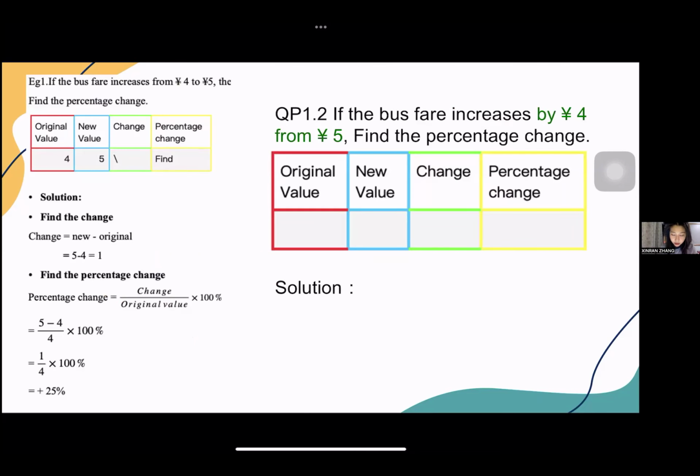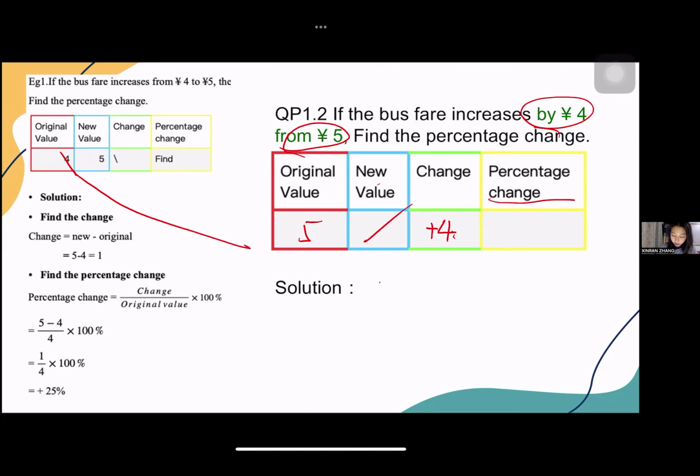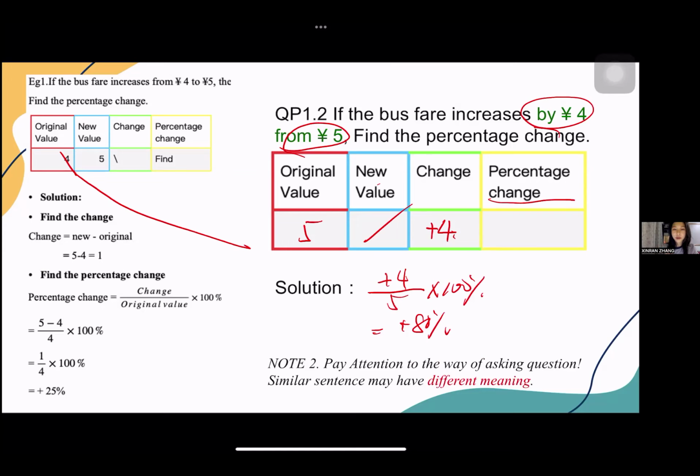So then we have another quick practice here. We can see this question is very similar to example number 1, right? Can you understand the meaning of it? Yes, it's a little trick here. Although they are similar, they are really totally different. We can find the original value is 5 instead of 4. And it didn't give us the new value, but it gave us the change, which is 4. So we can find the percentage change by this, which is positive 80%. So make sure you really understand the question and read the question really carefully, okay?